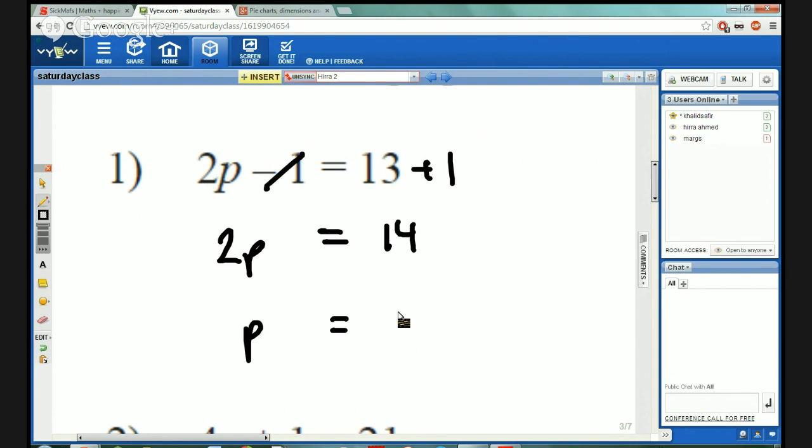And then P is obviously... What is P in this one? You can see my working out, right? So what have we got? 2P is 14, so P is 7. Good.